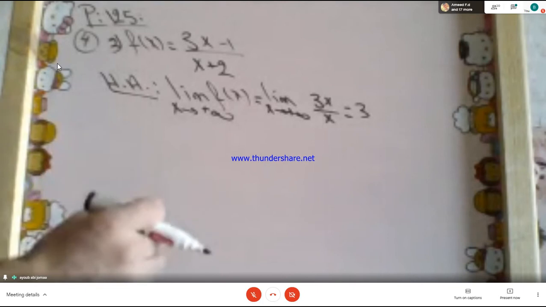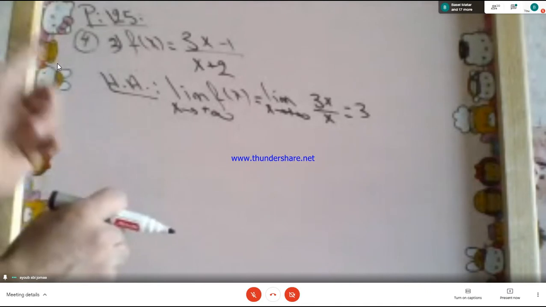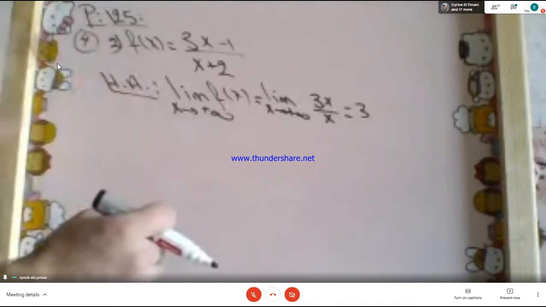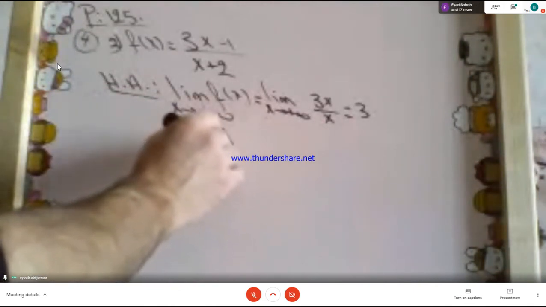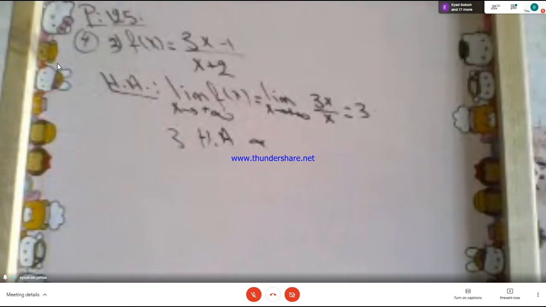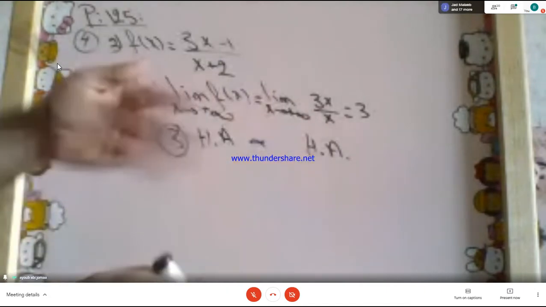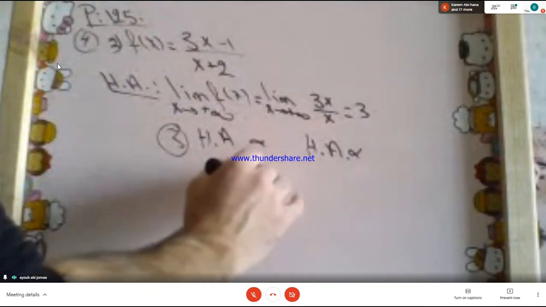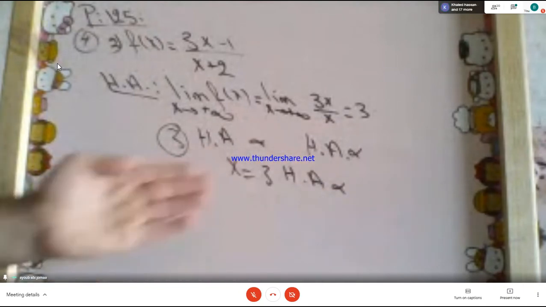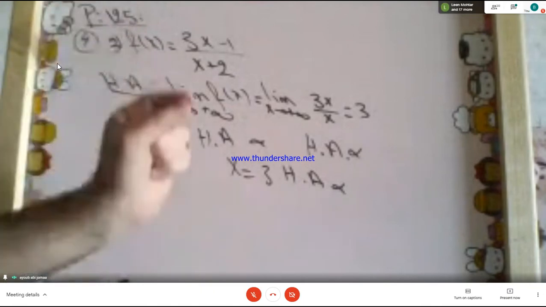And here, please be careful. If you write, for example, same question, find the horizontal asymptote, and you wrote 3 horizontal asymptote, that is wrong. 3 is not a horizontal asymptote, 3 is a number. Or if you just wrote horizontal asymptote, that is also wrong. If you wrote x equal 3 horizontal asymptote, that is also wrong. x equal 3 is a vertical line. You write the equation: y equal 3 is horizontal asymptote.